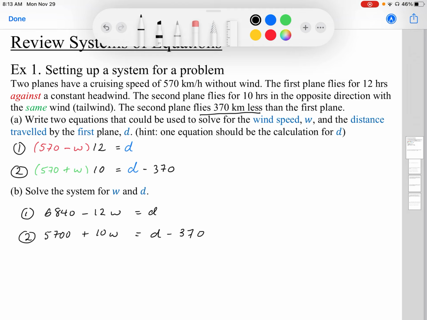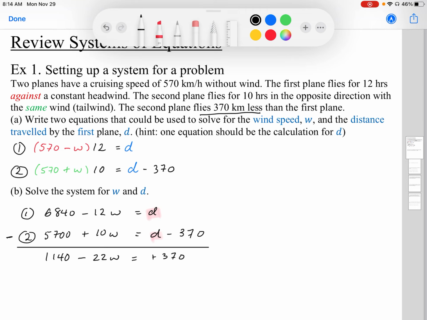Now since the coefficients of D match, we are able to eliminate the variable D by subtraction here. So I'm going to subtract these equations. I combine them by subtraction. So negative 12W minus 10W is negative 22W. Be careful of your positives and negatives. We're going to subtract 370, so we're going to subtract negative 370. So this is a subtraction here. So we're going to end up with positive 370 kilometers.